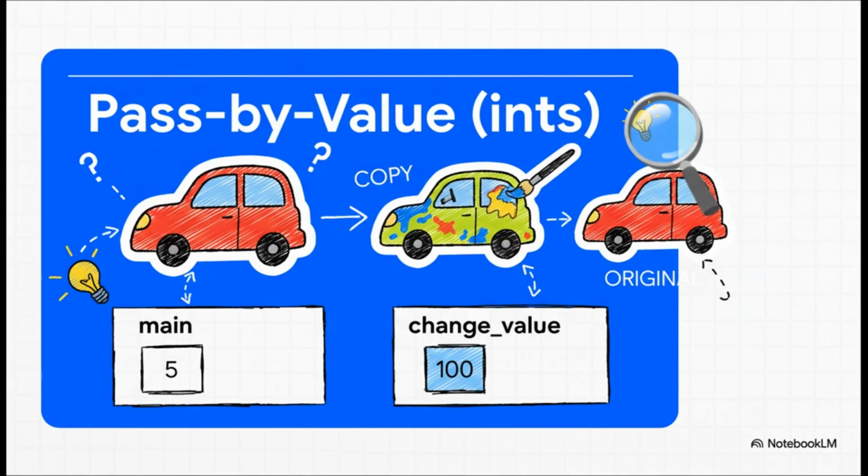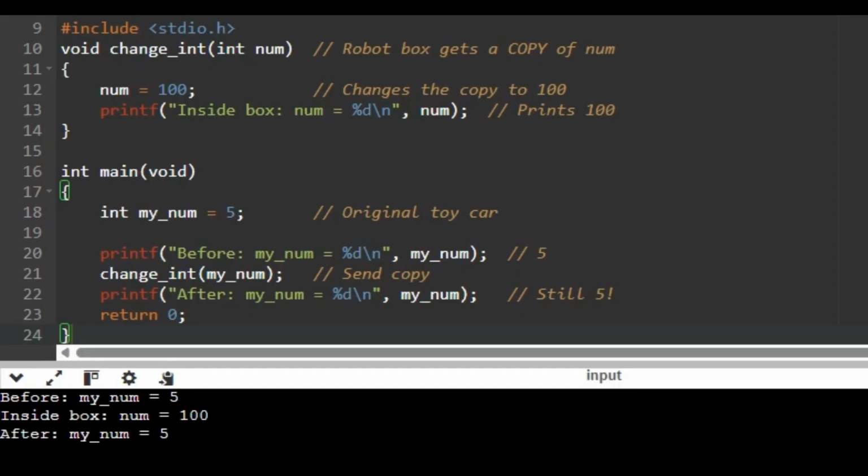So in this piece of code, we have a function called changeValue, and its whole job is to take whatever number it gets and change it to 100. Back in our main program, we'll create a variable called myNum and set it to 5. We'll print it, then call the function, and then we'll print it again to see if anything actually changed.